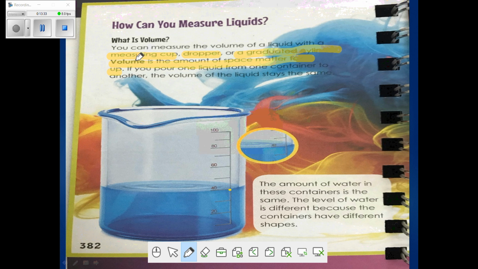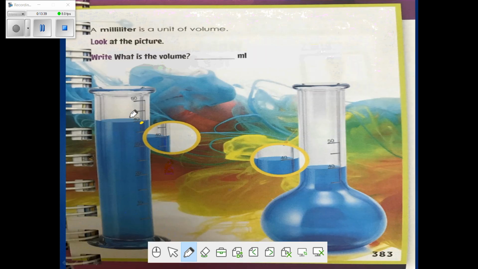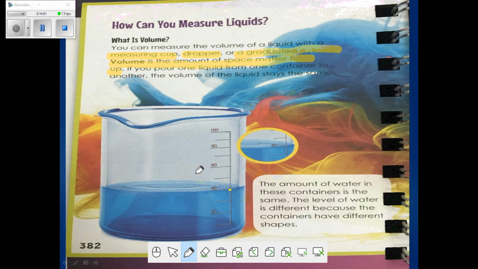Amount of water means volume. So the volume of the water in the measuring cup is the same as the volume of the water in the graduated cylinder, and the same volume of the water in the third container. Is the water level the same? 40, 40, 40. So they are the same.